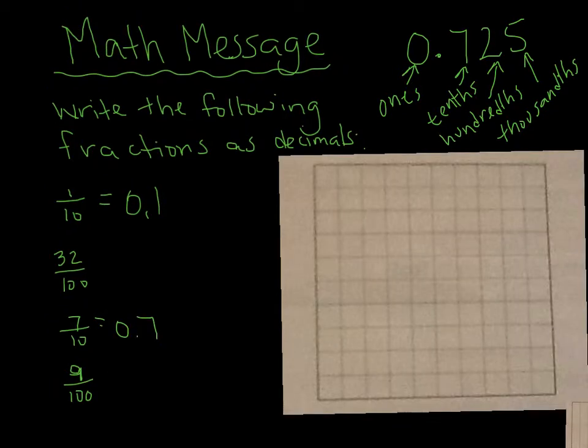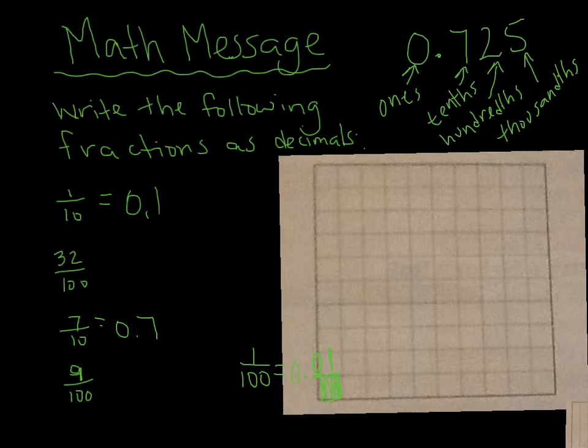Now let's take a look at our square split into 100 equal pieces. If I shaded in just one of the small pieces, what would my fraction be? Yes, it would be 1/100th, because there's one shaded in out of 100 total pieces. And that would be the same as 0.01, because there's no tenths. I don't have one long shaded in, but there is 1 in the hundredths shaded in.